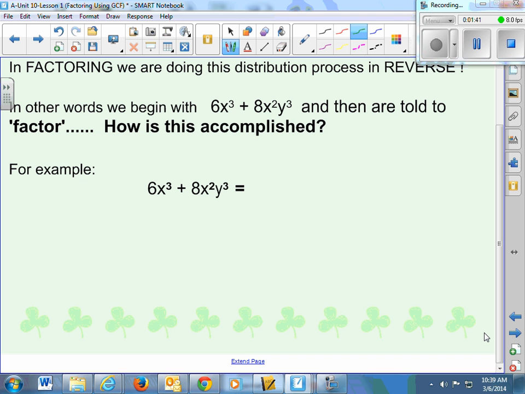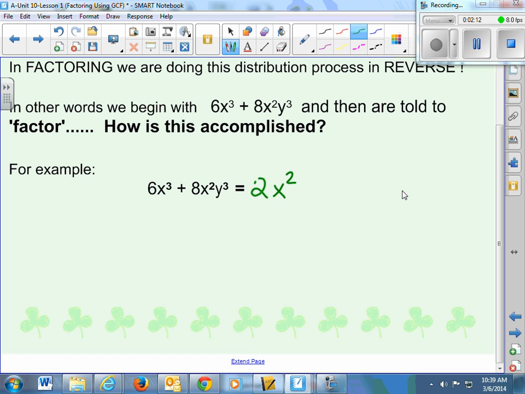6x cubed plus 8x squared y cubed. I try to think, what's the biggest number that can go into both 6 and 8? And I know I can divide them both by 2. And I look at what else do they have in common? Well, they have x's in common. And the biggest number that can go into x cubed and x squared is x squared. They do not have y's in common. So I figured out that my GCF is 2x squared.